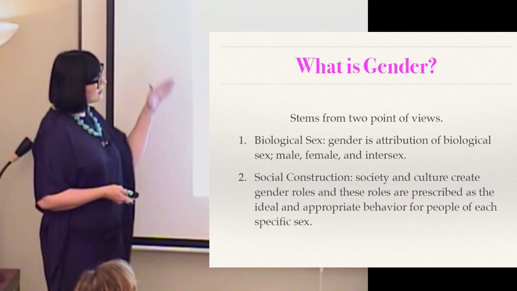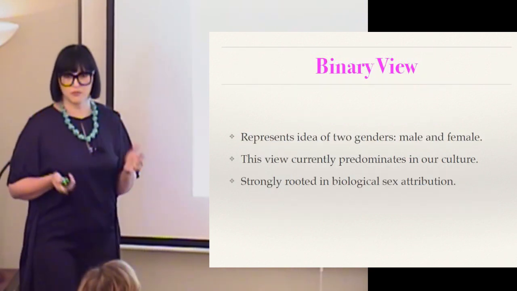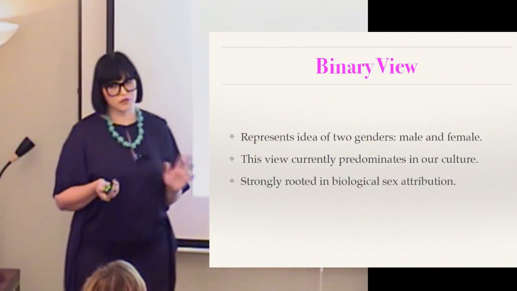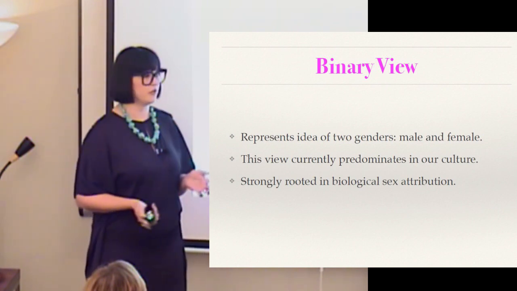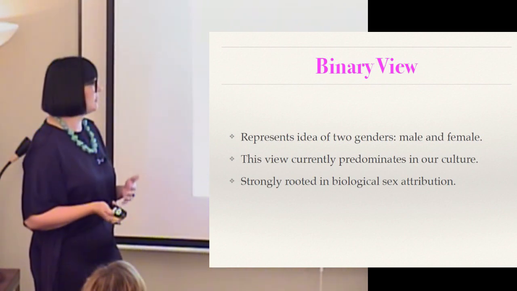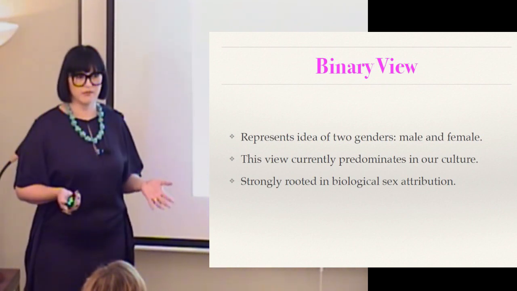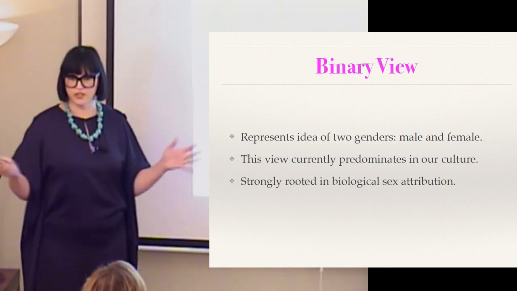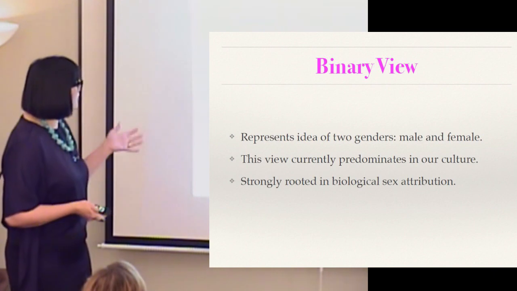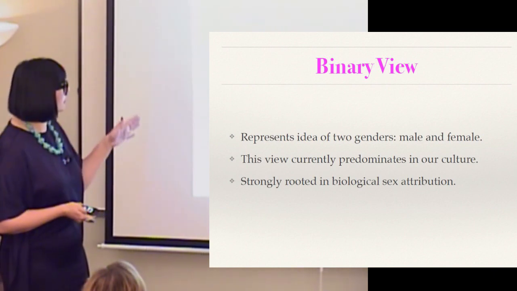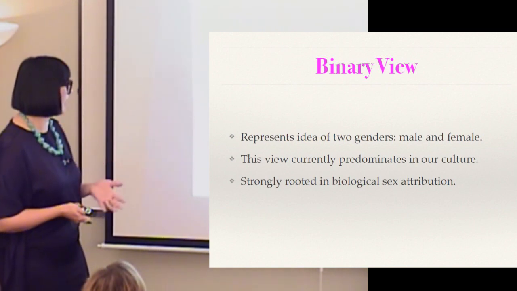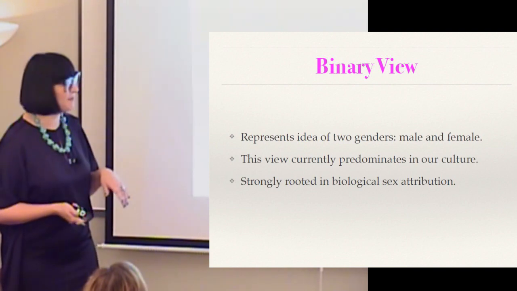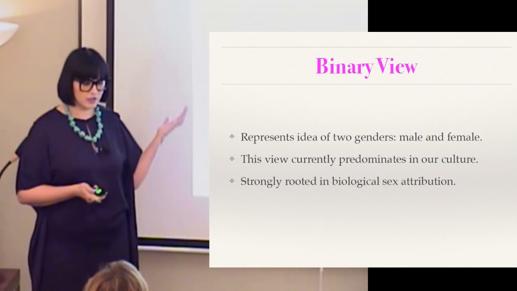So within this idea of gender, we have today in society at least two predominant views. We have the binary view of gender, and that represents the idea that there's only two genders, right? So the idea that there's only male or female, very strict, rigid binary ideas. This view currently predominates in our culture, as you know. This idea is strongly rooted in biological sex attribution. So that's one of the views.